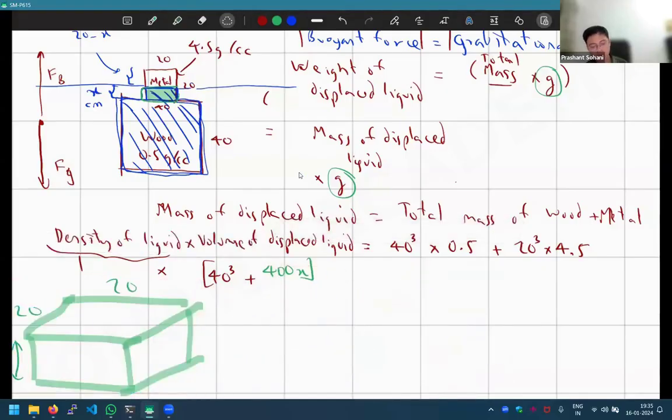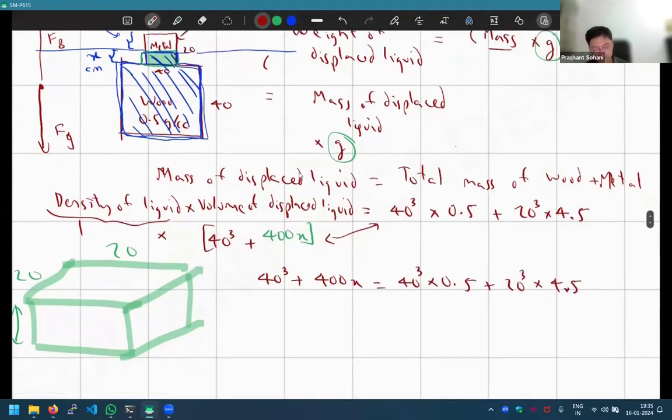So that's it. Now we know everything, and the only unknown variable in this equation is x, right? So if I equate this and this, what am I saying? That 40 cube plus 400x is equal to 40 cube into 0.5 plus 20 cube into 4.5. If I am able to solve and get the value of x, that will be my answer, right?